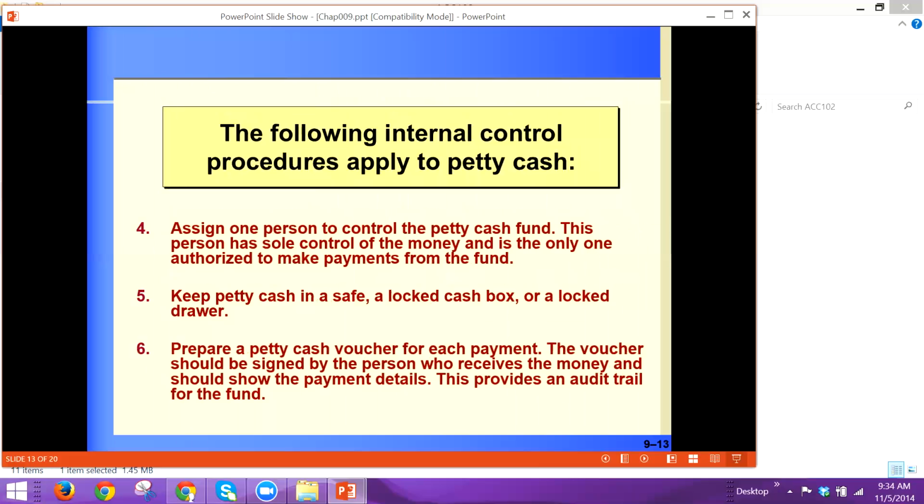And assign one person to control the petty cash fund because, again, cash has no owner, and you have to have one person responsible. This person has sole control over the money and is the only one authorized to make payments from the fund. And the petty cashier should keep the petty cash in a safe, a locked cash box, or a locked drawer. And prepare a petty cash voucher for each payment. The voucher should be signed by the person who receives the money and should show the payment details. This provides an audit trail for the fund.